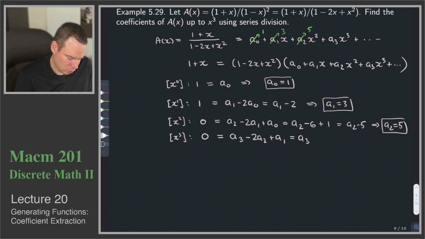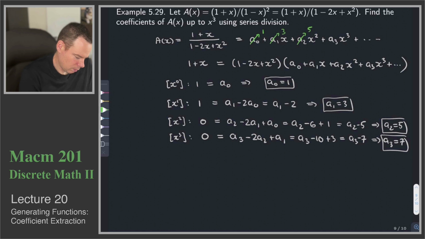a3 minus 2a2, so that's minus 10 plus 3, or in other words, a3 minus 7, so that means that a3 is equal to 7. And so we got a3 is equal to 7. And we can keep going. And we can go ahead and find the coefficient of the nth term.